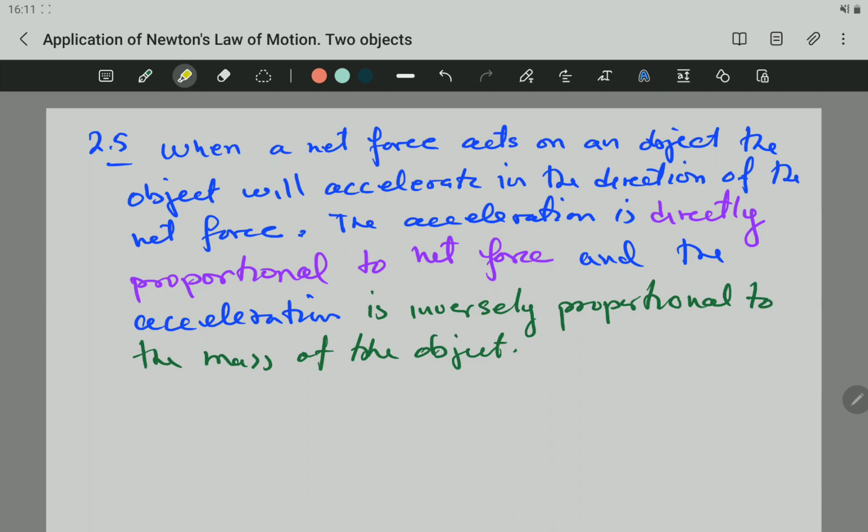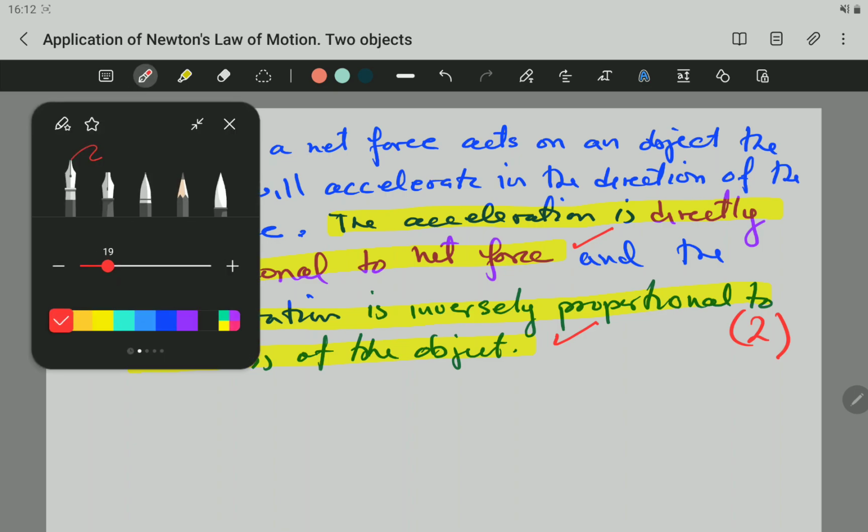Okay, here we are with Newton's second law. Now this law says when a net force acts on an object, the object will accelerate in the direction of the net force. The acceleration is directly proportional to the net force. These parts here carry the first mark. The acceleration is directly proportional to the net force, and the acceleration is inversely proportional to the mass of the object, that carries the second mark. These are 2 marks for this definition. Let's go to question 2.6.